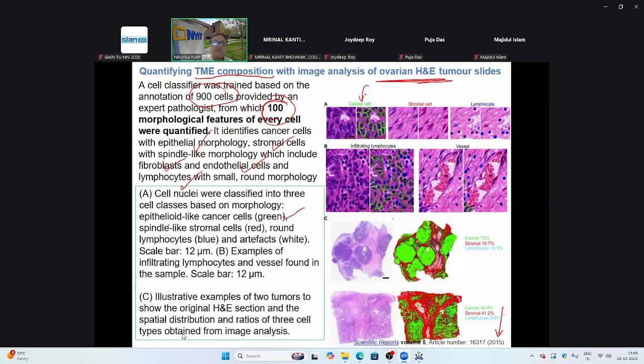Onto epithelial like green, and spindle is red, and the lymphocytes are blue. And they went on to see if they could kind of automate this. I can't remember what the results were, but the bottom line is that it was done for 100 features for about 20 different kinds of cells.